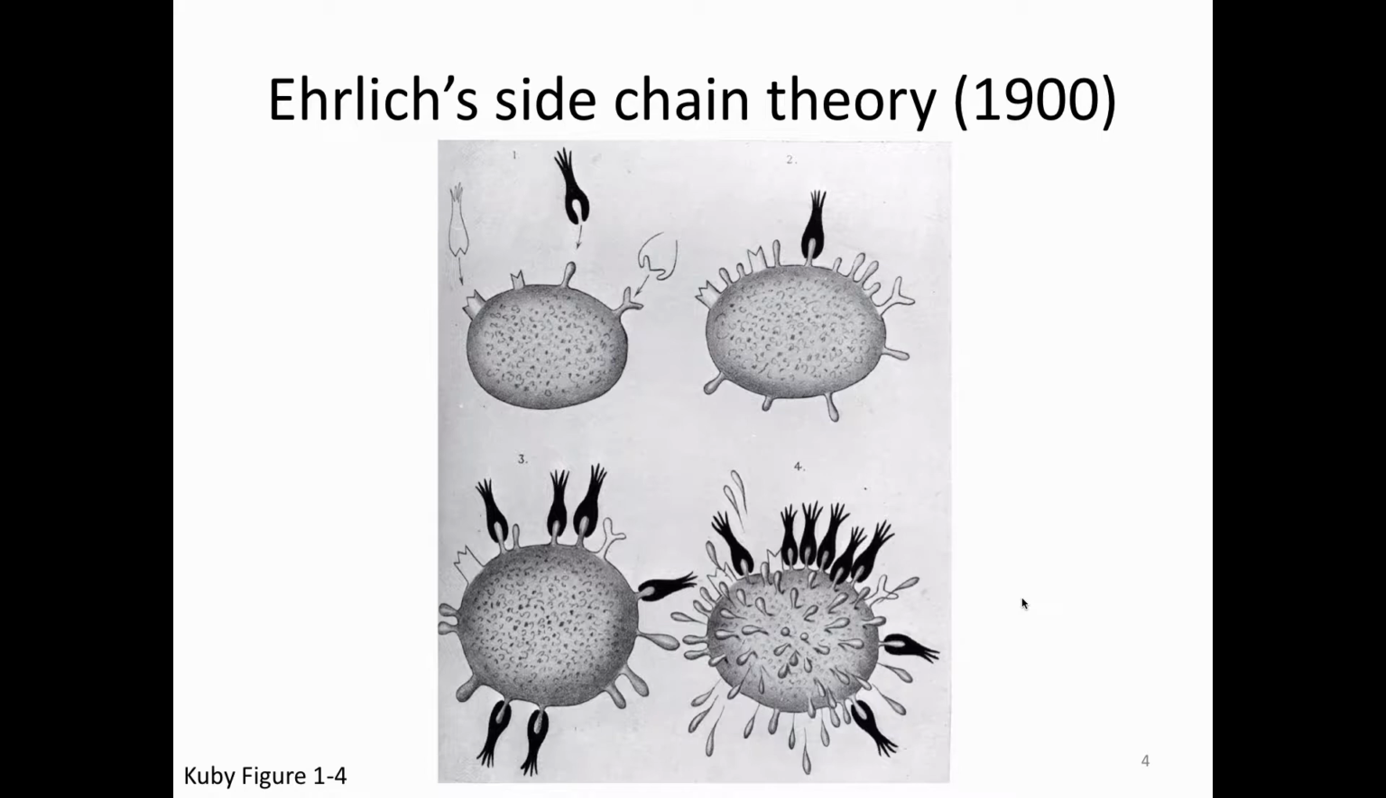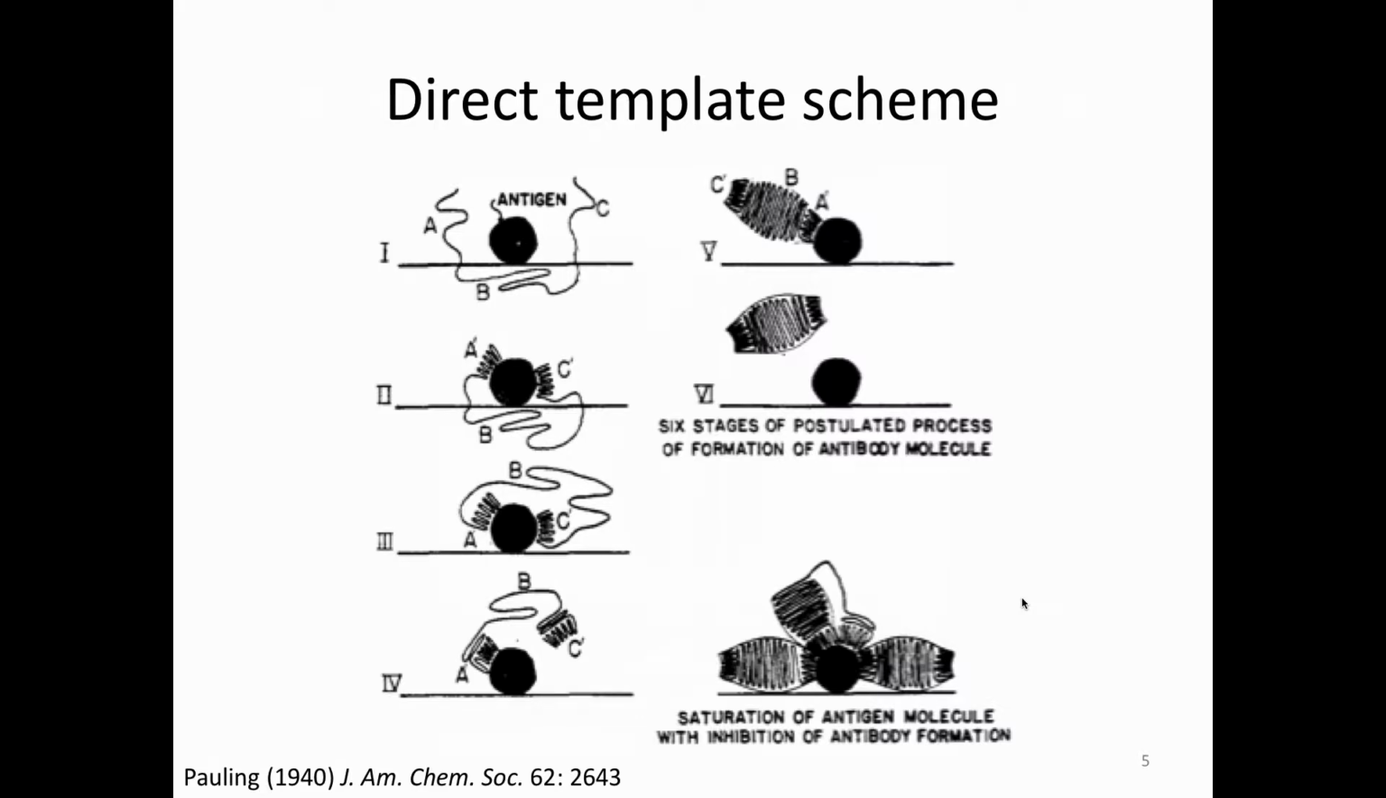We now know that it's not just one cell with a bunch of different kinds of side chains that it makes more of. This is not the way it's going to work. Some other scientists came up with another theory a little bit later.